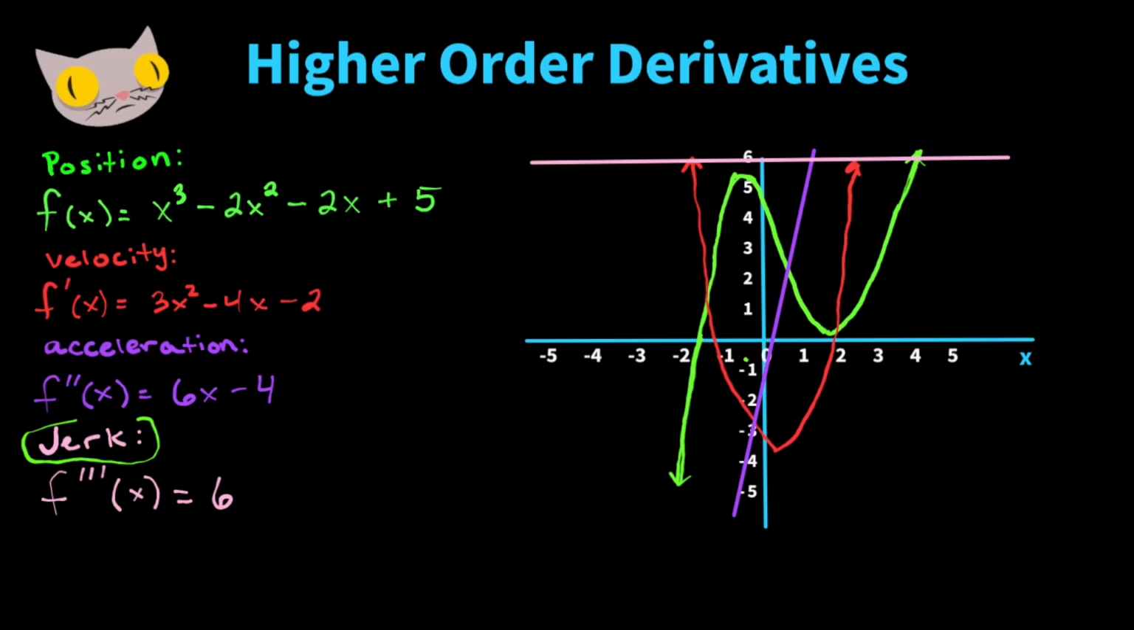If we were able to take another derivative, which we could, but it would just be 0 since this is a constant, we would have a fourth derivative, otherwise known as snap. Our snap in this case is just 0. Basically, jerk is a rapid change in acceleration, and snap is just a rapid change in jerk.